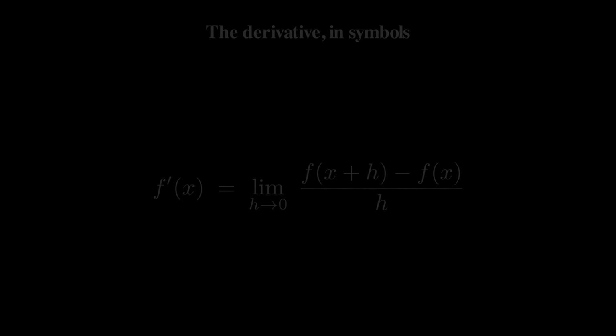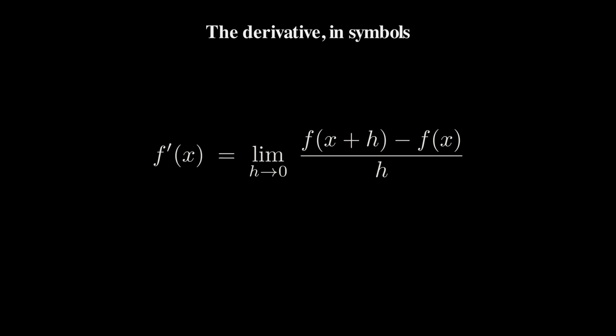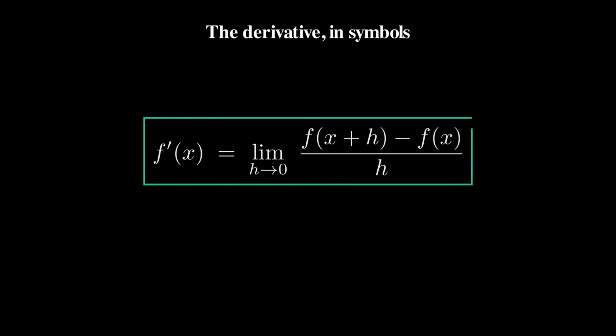Put that in symbols, and you have the derivative. The slope of the tangent at x is the limit, as h goes to 0, of f of x plus h minus f of x, all over h. This is the derivative from first principles, the very definition.